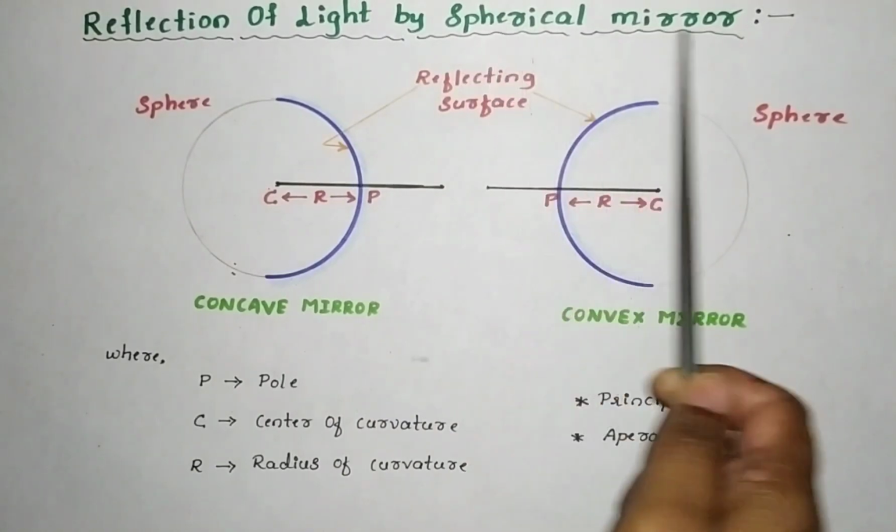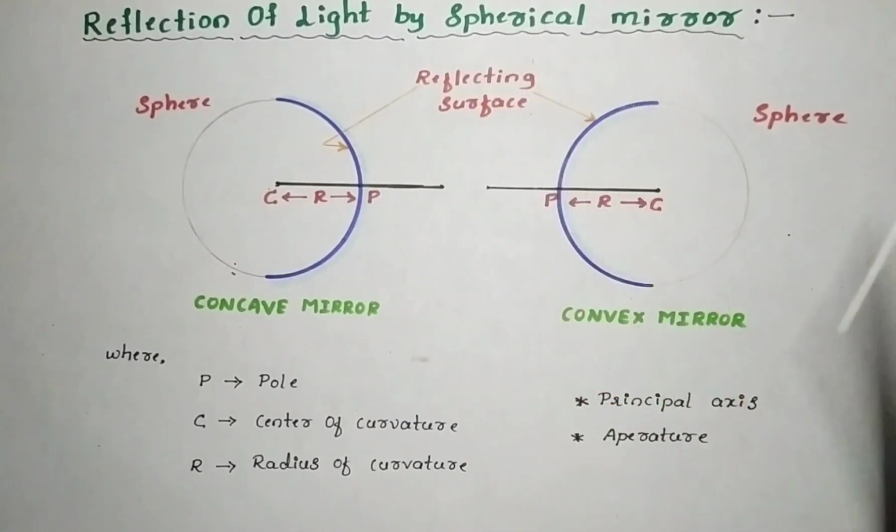Now this is a spherical mirror. Mirror means it is made of glass. The front surface is optical and the back surface is opaque. We already know optical medium means the medium which allows the ray of light. Opaque medium means one which does not allow the ray of light.